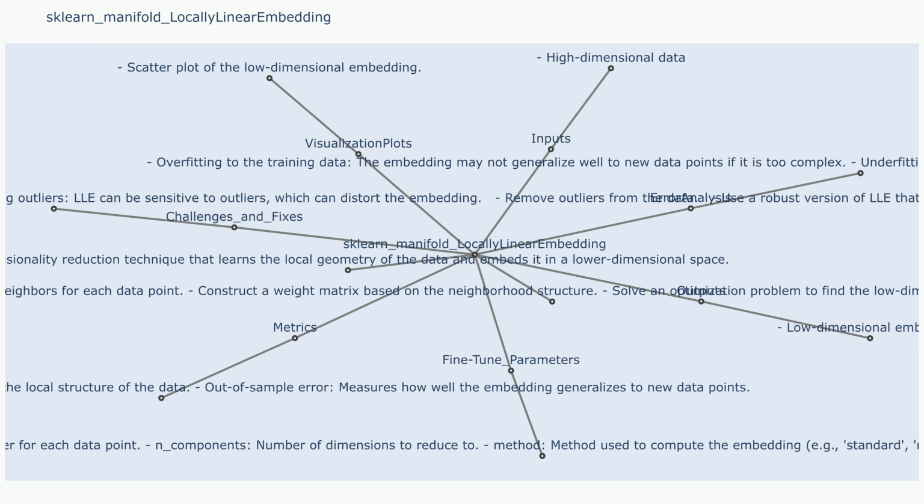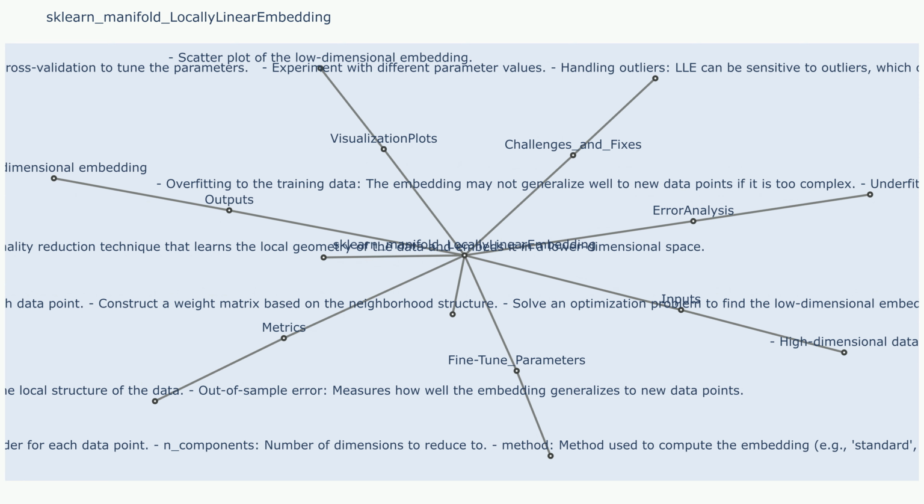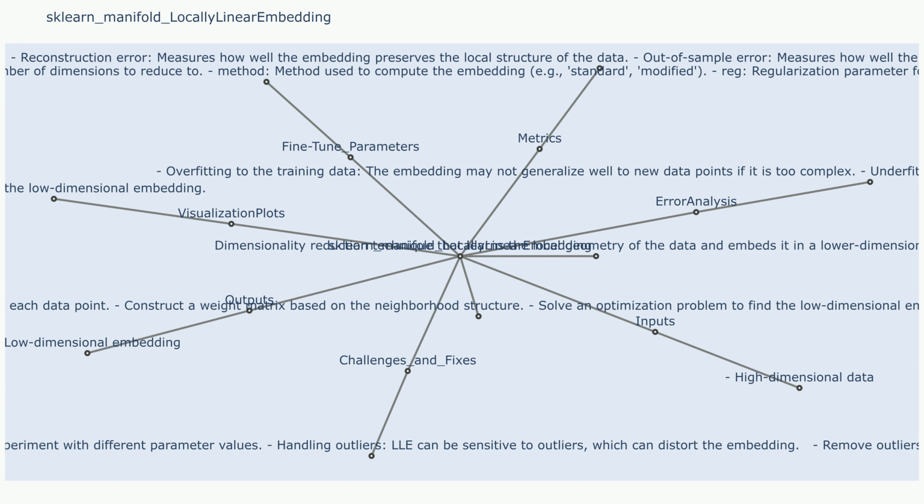Inputs. X, the input data, typically a 2D array of shape n_samples, n_features. Each row represents a data point in the high-dimensional space. n_components, the desired number of dimensions in the lower-dimensional embedding. This determines the dimensionality of the output. Outputs. Y, the reduced data, a 2D array of shape n_samples, n_components. Each row represents a data point in the lower-dimensional space.